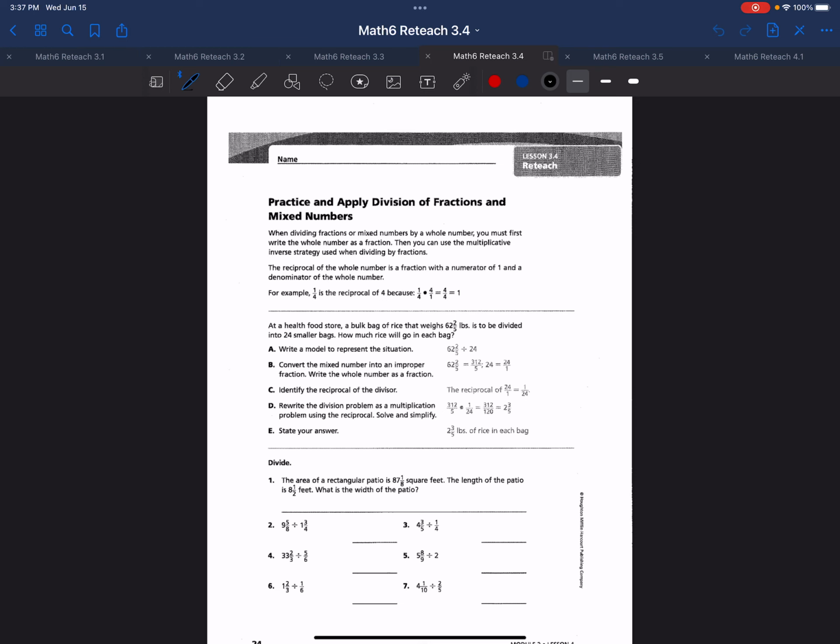Okay, so one thing that we need to cover today is when dividing fractions or mixed numbers, and let's say you have a whole number in there, you have to remember that if you're dealing with a whole number, you have to write the whole number as a fraction. That's what you must do first. So I wanted to just go over the steps really quick if you're going to divide by a whole number. We don't really have any new vocabulary for today.